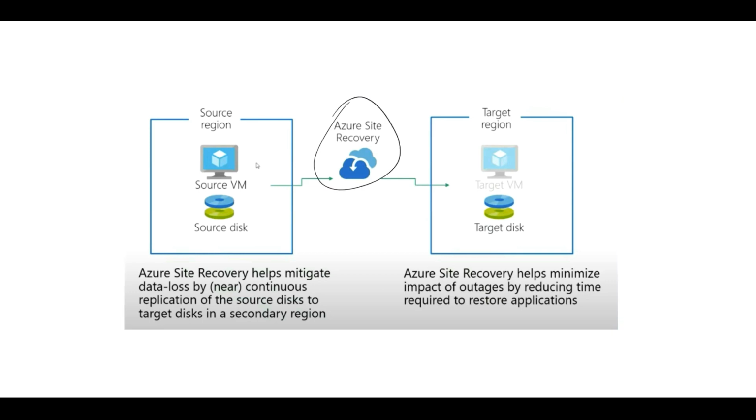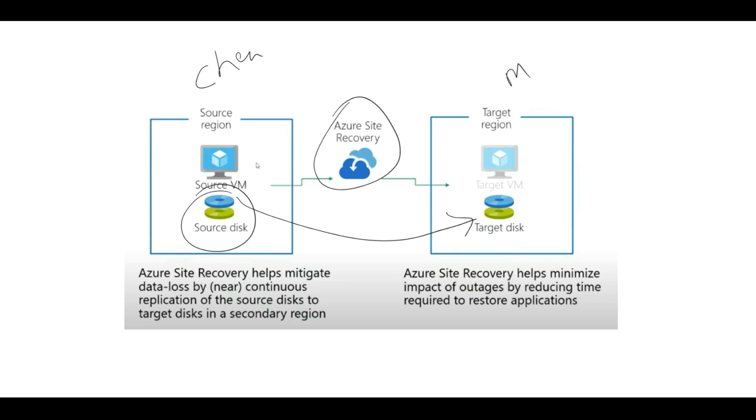The Azure Site Recovery solution will replicate your source disk from the source region to the target region. For example, if you have your virtual machines deployed in Chennai, which is in the Azure South India region, it can replicate either to Central India, which is in Mumbai, or to another region.